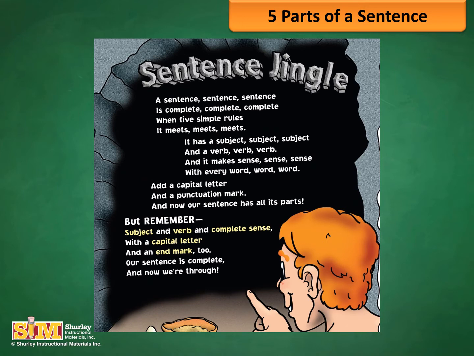Students must understand what it takes to write a complete sentence, so it's a good idea to begin with a review of the sentence jingle. After reciting the sentence jingle, remind students that when we write or speak, we use different types of sentences to express what we want to say. Some sentences are long and some are short, but there are 5 things that all sentences have in common. Complete sentences contain a subject, a verb, complete sense. They begin with a capital letter and end with an end mark.